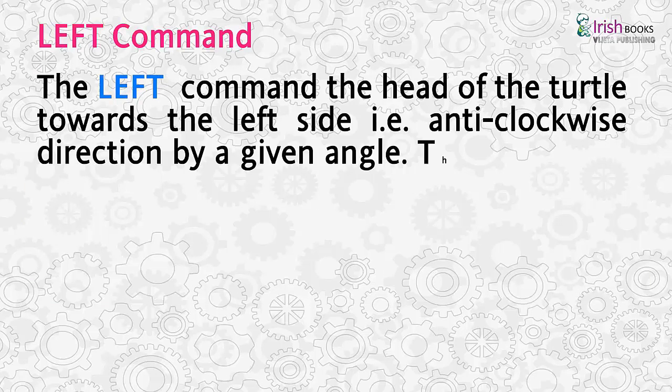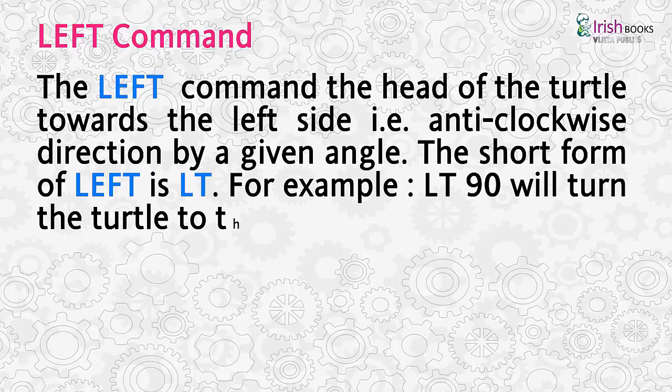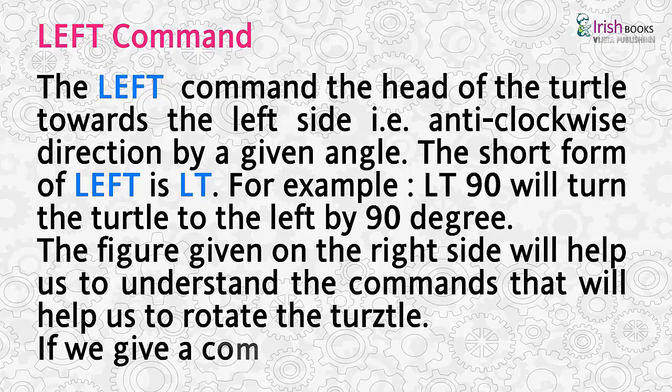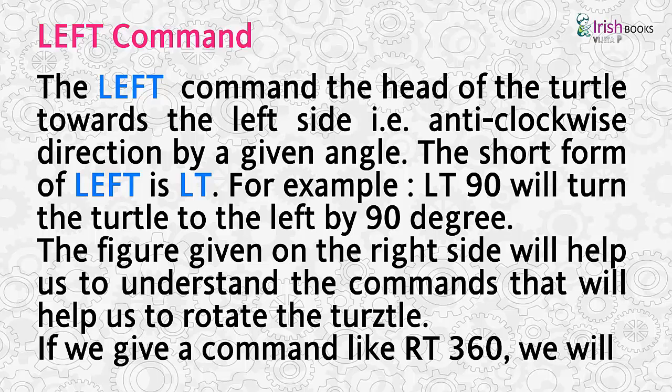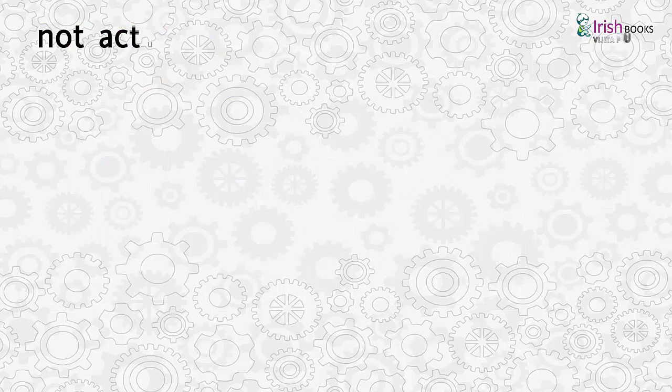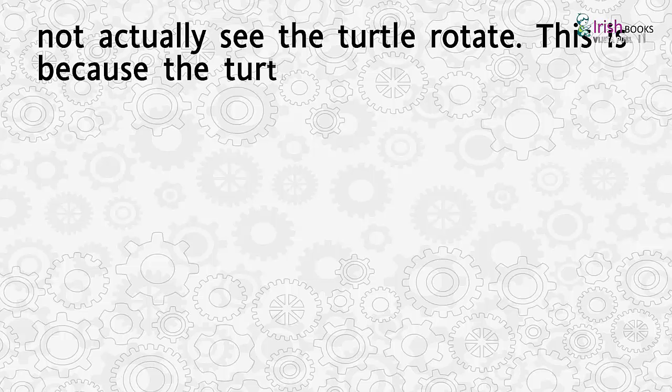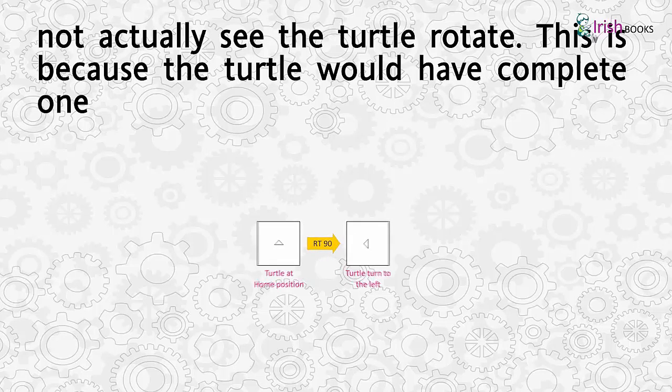Left command. The left command turns the head of the turtle towards the left side, that is, in the anti-clockwise direction by a given angle. The short form of left is LT. For example, LT 90 will turn the turtle to the left by 90 degrees. The figure given on the right side will help us to understand the commands that will help us to rotate the turtle. If we give a command like RT 360, we will not actually see the turtle rotate. This is because the turtle would have completed one turn and come back to its original position.